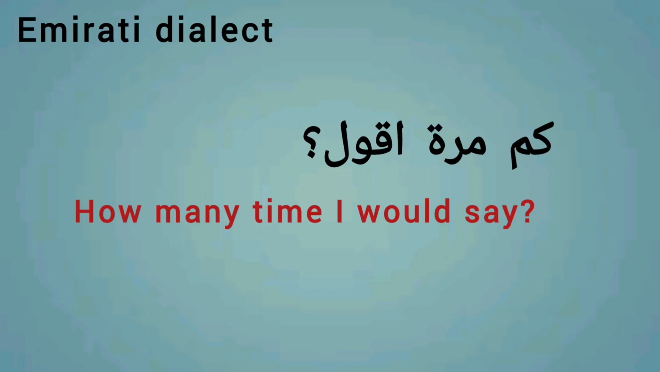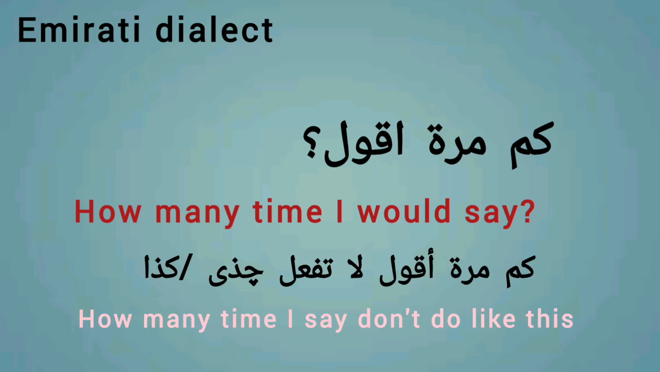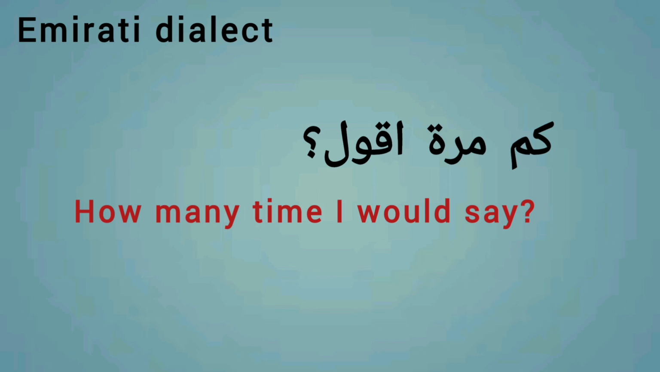Alright folks, the first phrase is كم مرة أقول. How many times I say. كم means how many or how much. مرة means time or unit, and أقول means I say. كم مرة أقول, how many times I say. Or for example, كم مرة أقول لا تفعل كذي. How many times I say don't do like this.